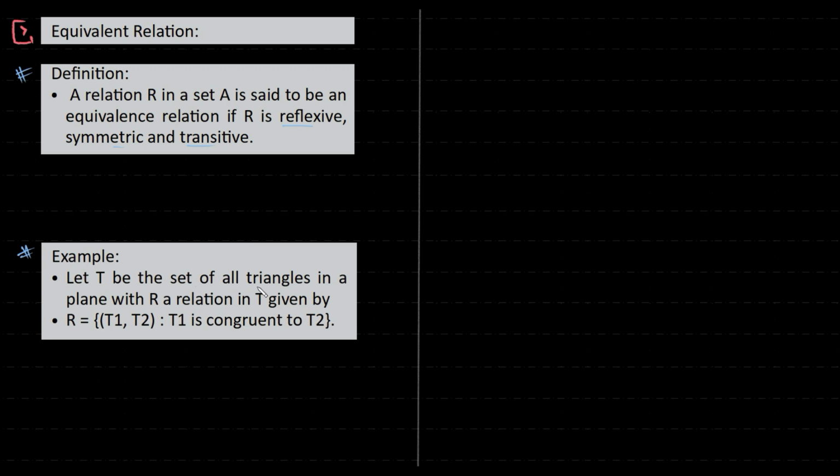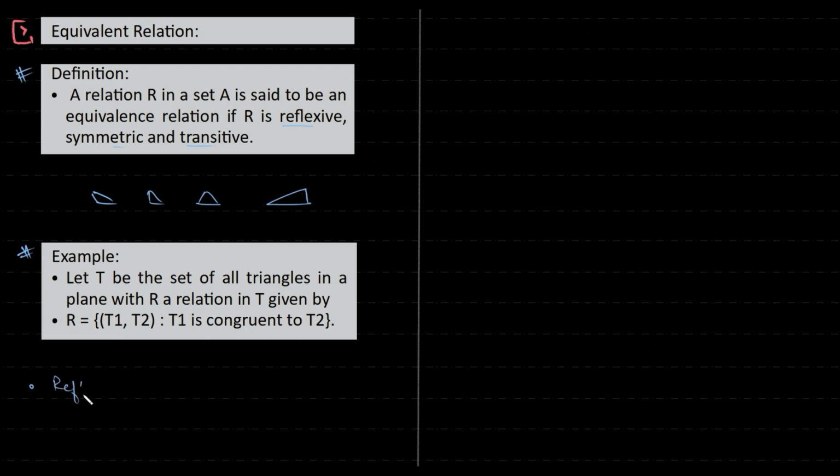Let T be the set of all triangles in a plane with R a relation in T given by, well, R is defined as (T1, T2). It picks up ordered pairs wherein T1 is congruent to T2. So let me explain it this way. We have a plane with all the possible triangles, whatever you can imagine. All those have been drawn over here. Now, the relation will pick up triangles with the condition that they are congruent.